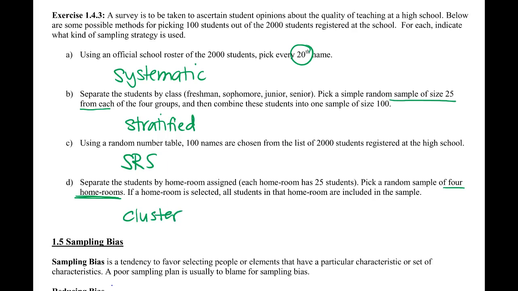And if we really wanted a pat on the back, we are reminded that everyone in that cluster is then included in the sample. So we've got the all to give us the pat on the back. But the big thing is, what are we sampling, people or groups?